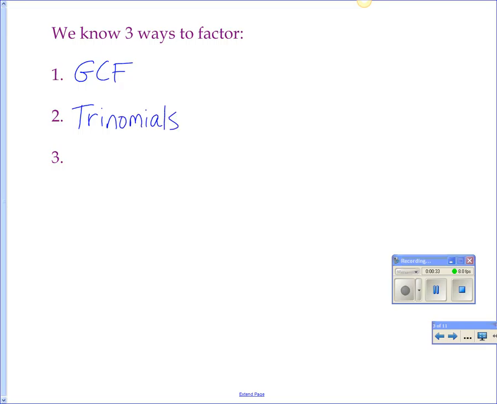Then the second thing we learned were trinomials. How many parts do trinomials have? 3. That's the one where you have to look at your signs to see if they're going to be the same or different, and you have to figure out what multiplies together, okay?